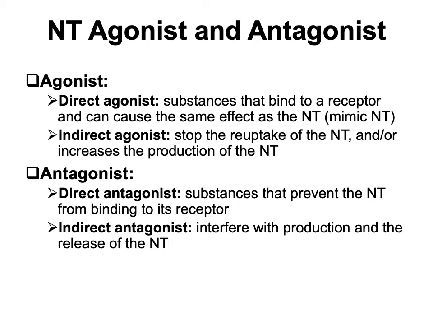The direct effect of an antagonist is substances that completely prevent the neurotransmitter from binding to its receptor. It blocks it, like we saw in the diagram on the previous slide. The indirect antagonist will interfere with the production, typically stop it or slow it down, and it can interfere with the release of the neurotransmitter.